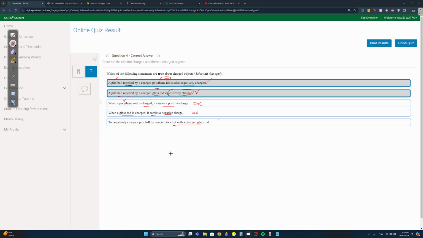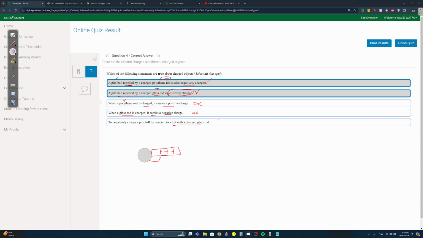Let's see. I'm going to show you what happens when you touch a neutral object with a charged object. Let's say this is neutral, and this is positive. Whenever you touch a neutral object with any other object, the neutral object takes the charge of the object that's touched with it. I'm going to explain why now.